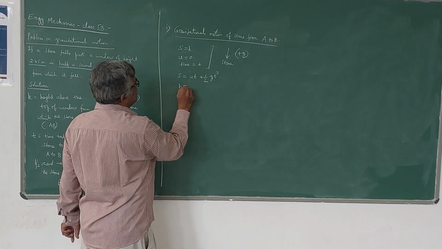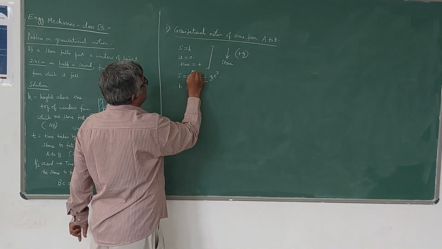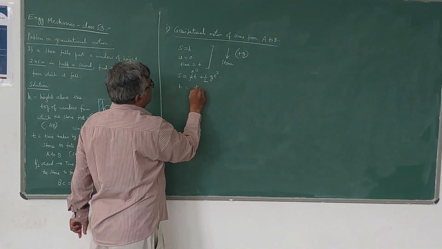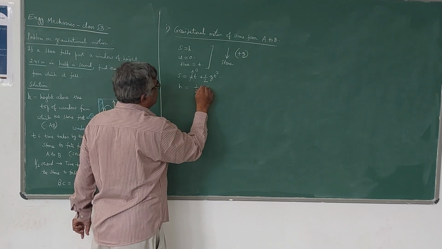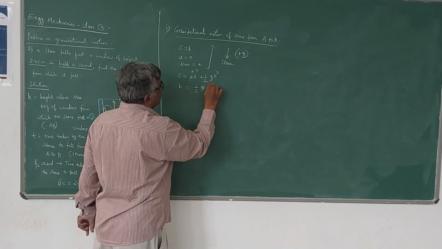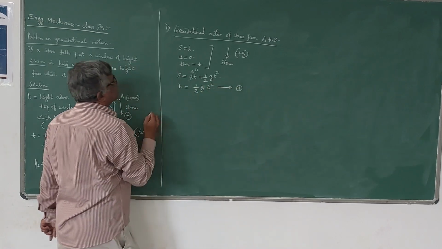So s is h here, plus because it is falling down. u is 0 here, the initial velocity. So you will be getting h = ½ into 9.8, ½ into g into t². So I will write it as it is. t is not known here. We call this equation 1.